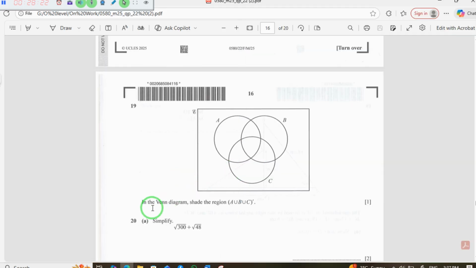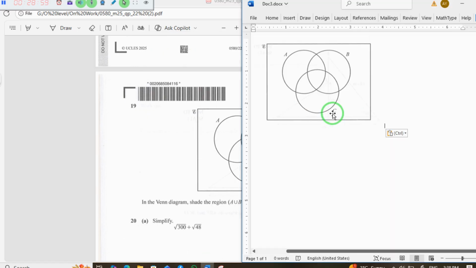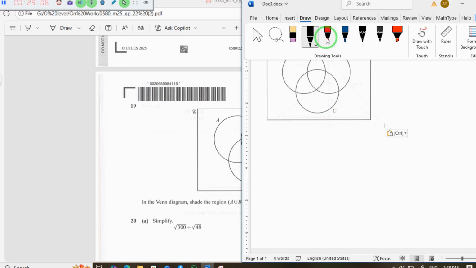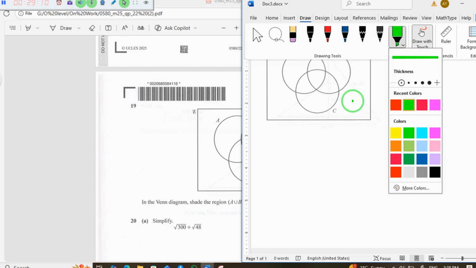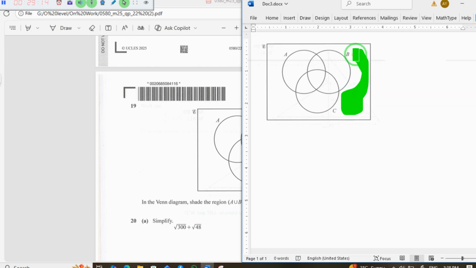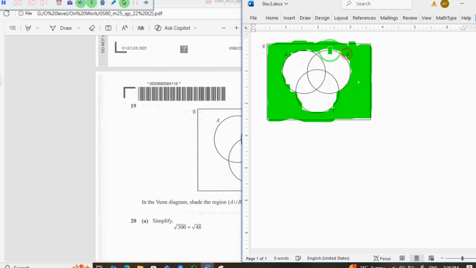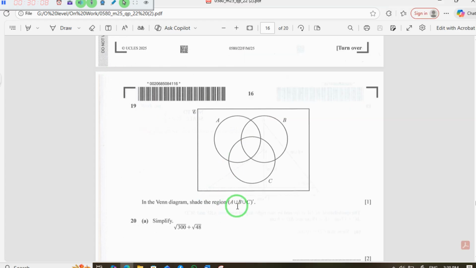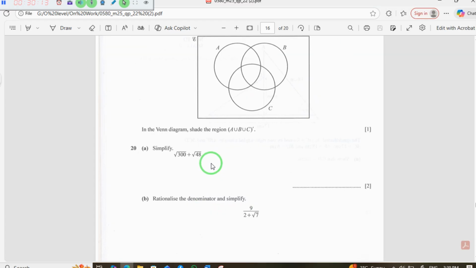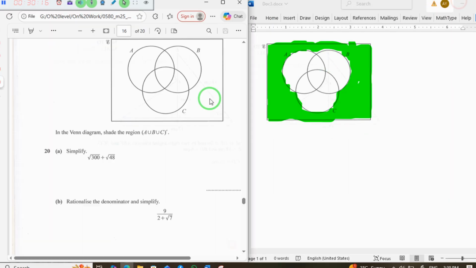Question number 19. In the Venn diagram, shade the region A union B union C complement. Okay, how should we shade this one? We should find the complement. The complement of this part is here. We can highlight this part, we shade it here. This part is highlighted, the complement of A union B union C. So, moving on to number 20.